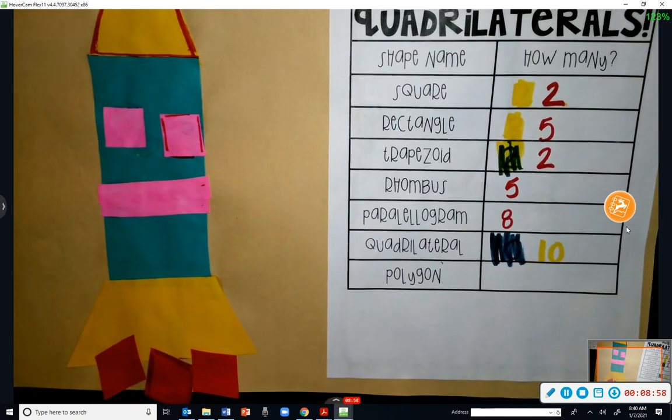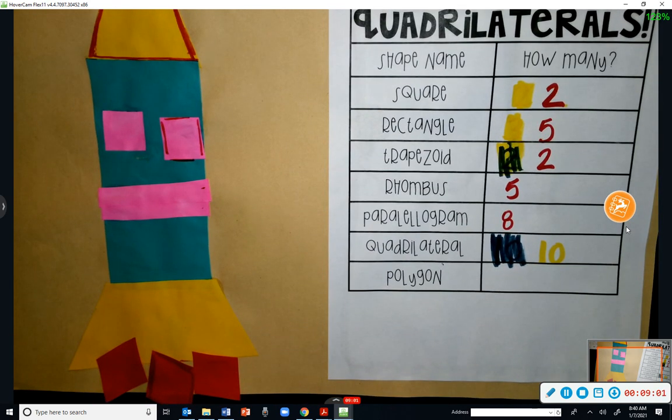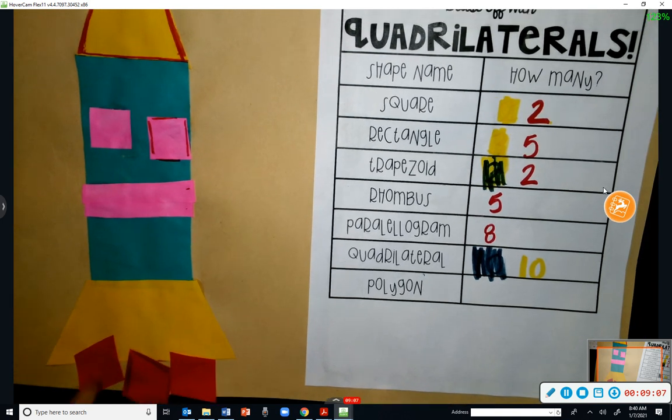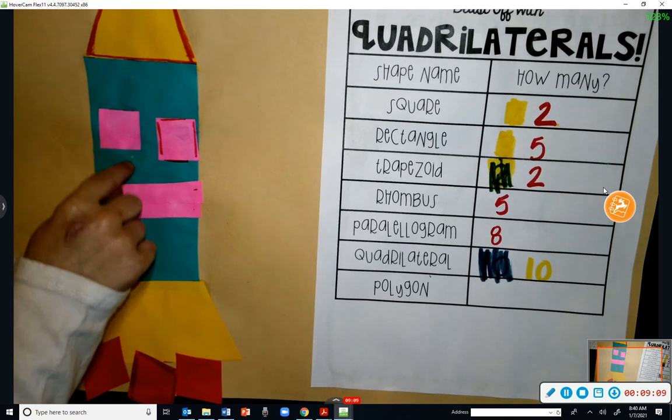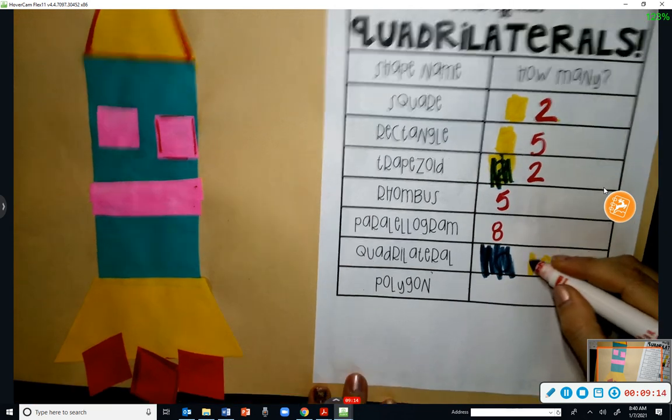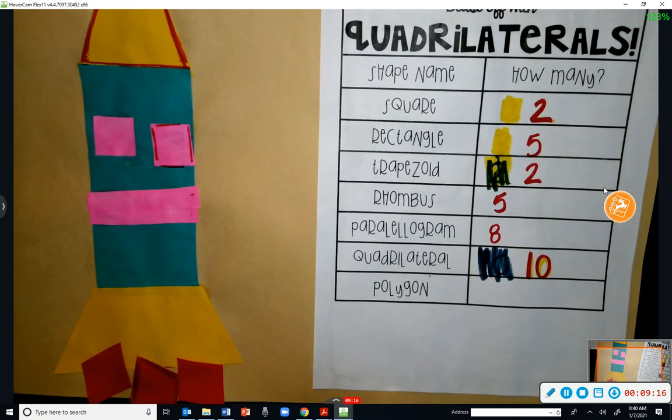Quadrilateral, what does that mean? All the shapes that have 4 sides. Any shape with 4 sides. Okay, and every shape on that rocket had 4 sides, right? 1, 2, 3, 4, 5, 6, 7, 8, 9, 10. So 10, you had that one right. 10 quadrilaterals.